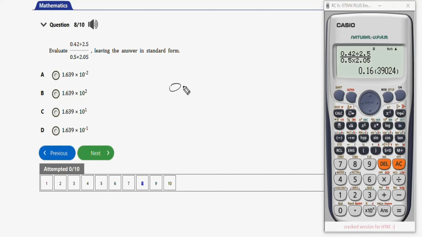So we have 0.1639024. So to put this in standard form, basically I'm going to move ones from left to right. So move ones here. So this will give us 1.639. Okay, so from the options we have here, they didn't extend to this value, they just stopped at 9.